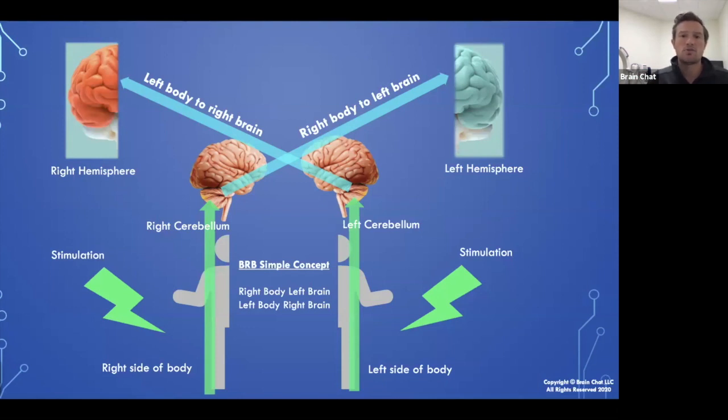Same thing goes for traumatic brain injury. Sometimes you'll see it a little bit more on one side of the brain than the other side. Sometimes you'll see it more in the front or in the back. It just all depends on where the injury occurred. So knowing this as a general rule can kind of just help guide your care plan if you're working with patients at home or if you're working with patients in the clinic.